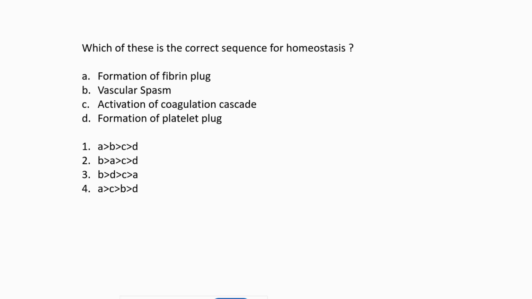Fourth option, formation of fibrin plug, then activation of coagulation cascade. No, the correct answer would be the third option. First, vascular spasm will be there near the tissue injury, followed by formation of a platelet plug, and then eventually it will activate the coagulation cascade, and lastly there will be formation of a fibrin plug. So the correct answer would be option 3.